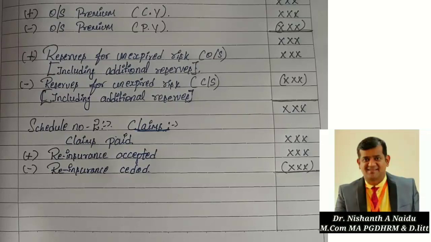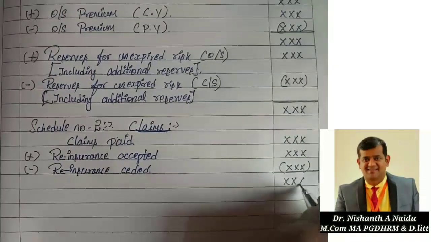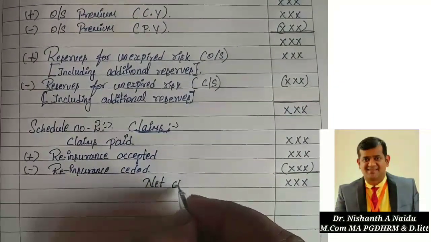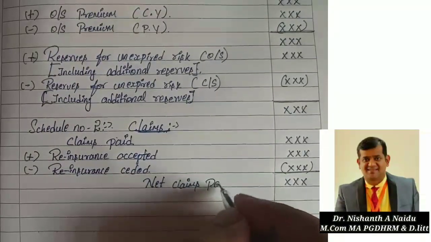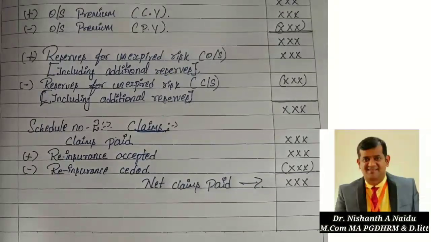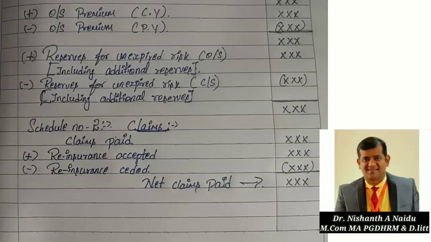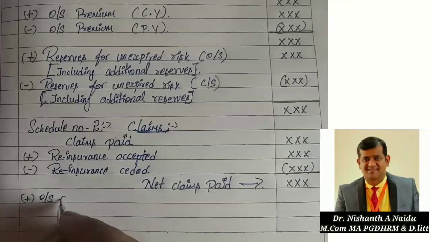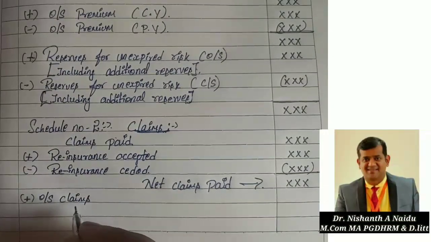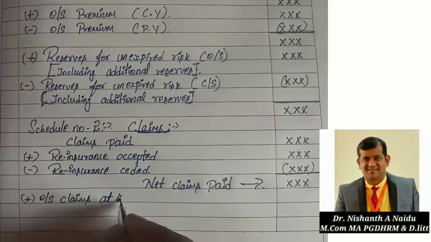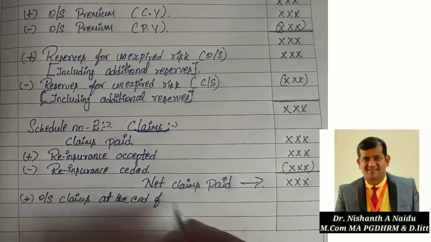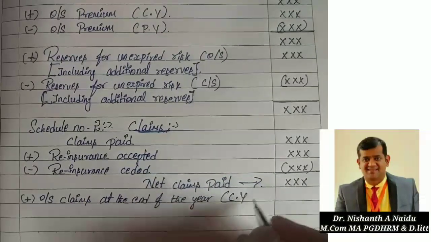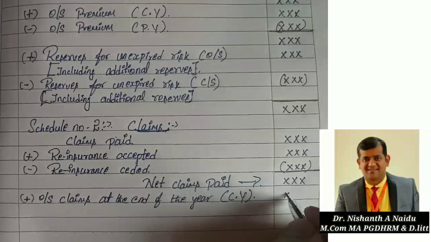So after doing this adjustment, whatever balance you get, the difference, we call that net claims paid. Net claims paid. Okay. So after that again add outstanding claims at the end of the year. So that is for the current year. Triple X.